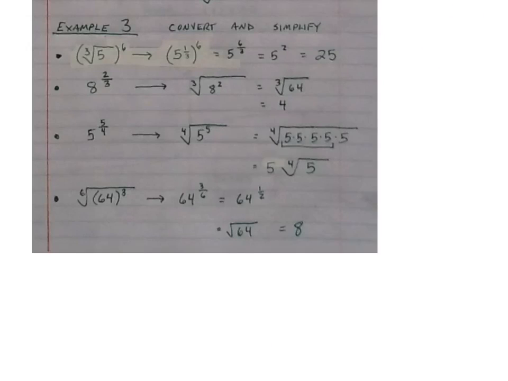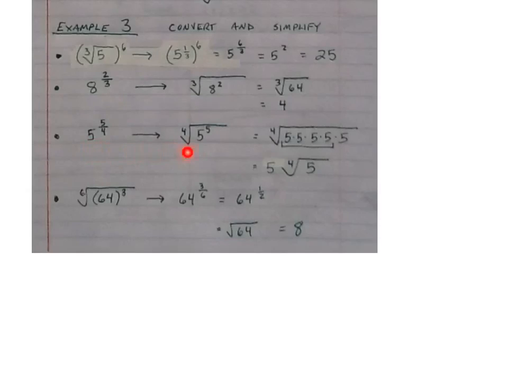Ultimately, we want to be able to move fluidly back and forth between the two forms, because sometimes one form is more beneficial than the other. For example, evaluating 8 to the 2/3 is difficult, so if we rewrite it in radical form, we have the 3rd root of 8 squared. We take the 8 squared and make it a 64, and we know the 3rd root of 64 is 4. So in the first example, it was difficult to evaluate in radical form, and in the second, it was difficult to evaluate as a rational exponent.